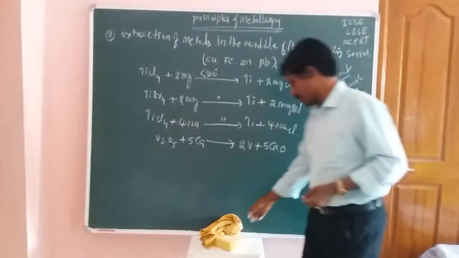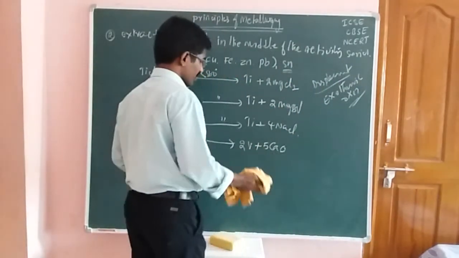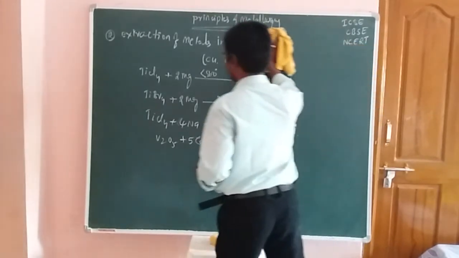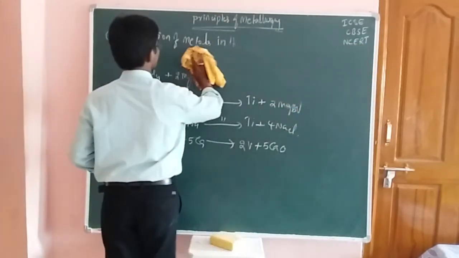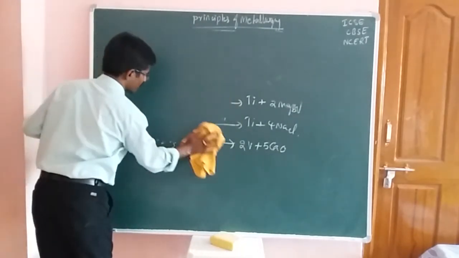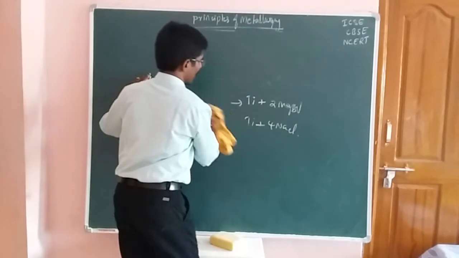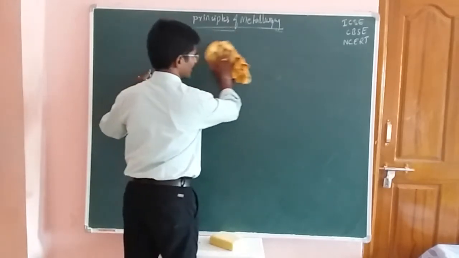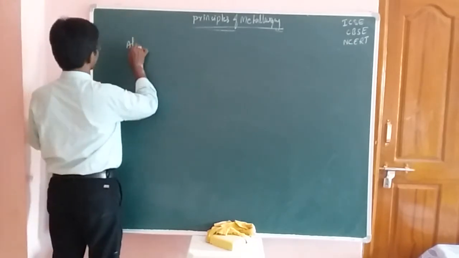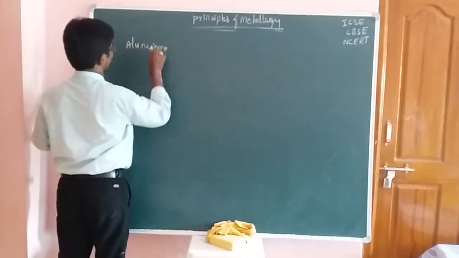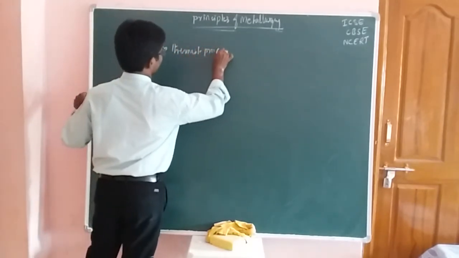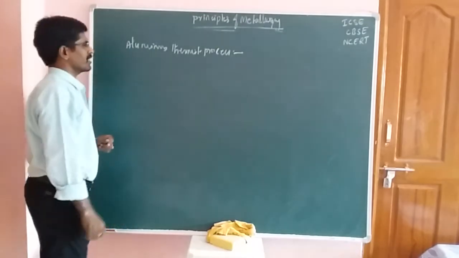After completion of these reactions, if the displacement reaction of the oxides is conducted using aluminium, such types of reactions are called the aluminium thermite reaction. Okay, friends, aluminium thermite process. Now, what is meant by the aluminium thermite process?